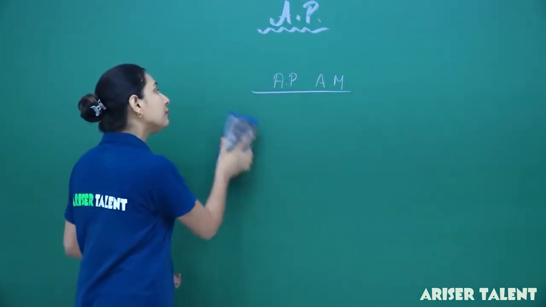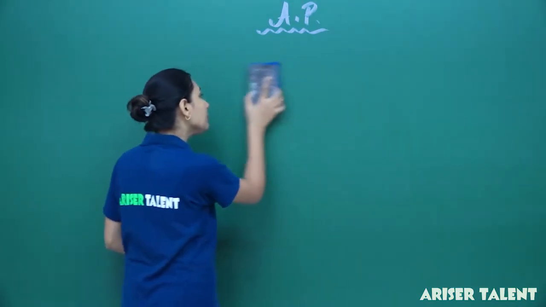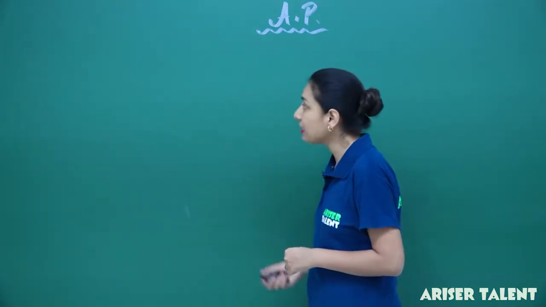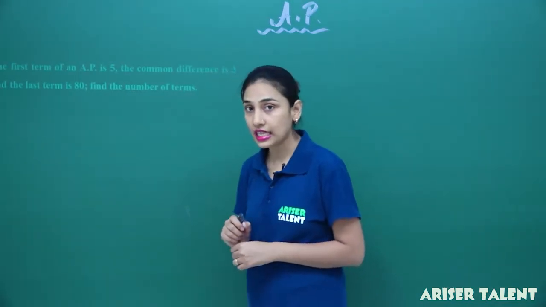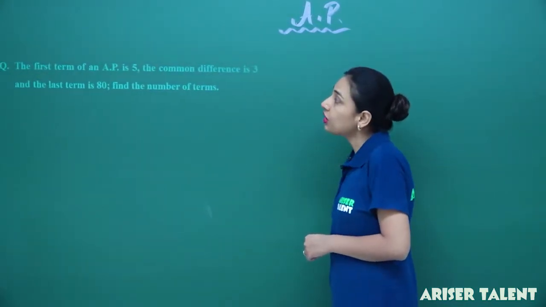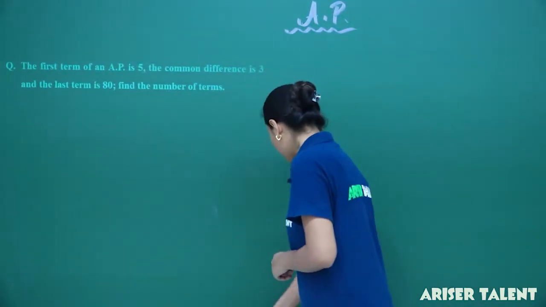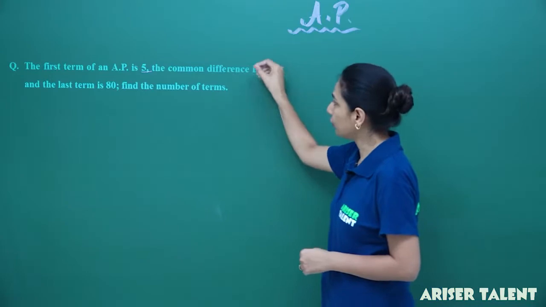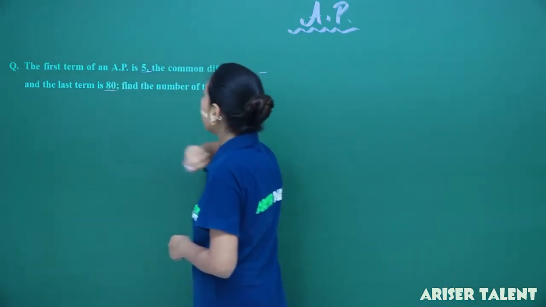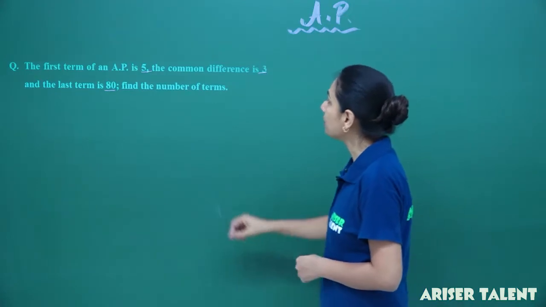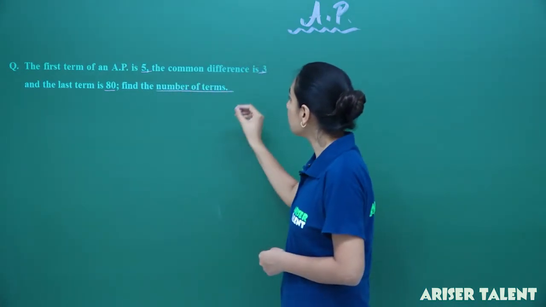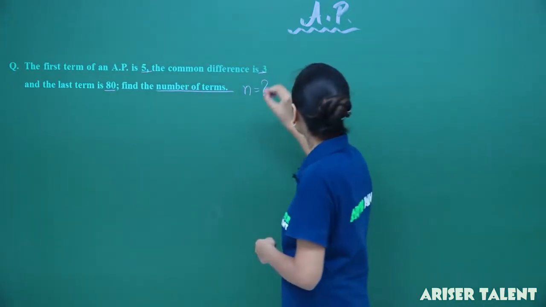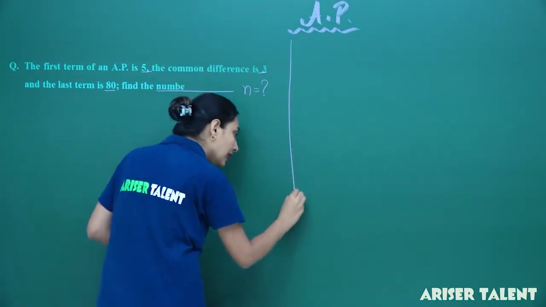After discussing all these, we are solving questions, and in that chain, this is the next question. The first term of an AP is 5, the common difference is 3 and the last term is 80. Now find the number of terms. That means we have to find the value of n in this question. So let's play with this question.